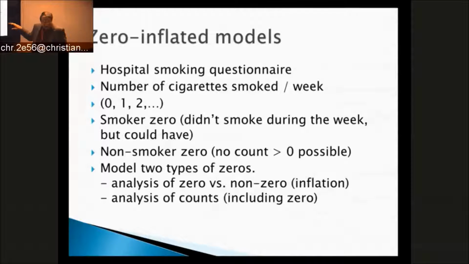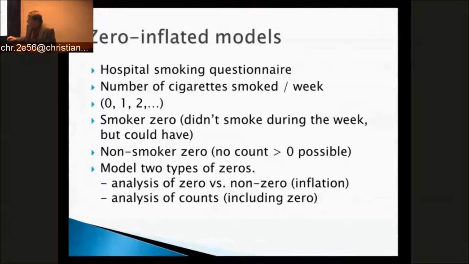So in other words, the person who doesn't smoke at all, or has never smoked, there's no other possibility than 0 for that count. And when you get the questionnaire back, you don't know the difference. You can't, because you didn't ask the question there. So in zero-inflated models, we're going to model 2 types of zeros. There are 2 parts to the analysis. We're going to analyze 0 versus non-zero. In other words, that's just going to be a logistic regression, okay? Because that's a dichotomous outcome.